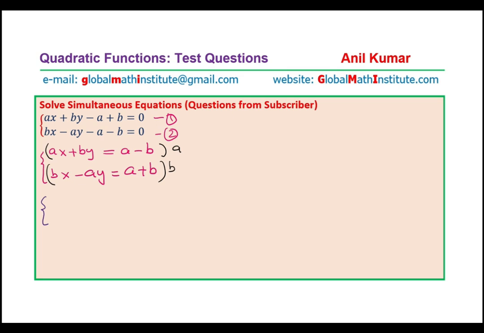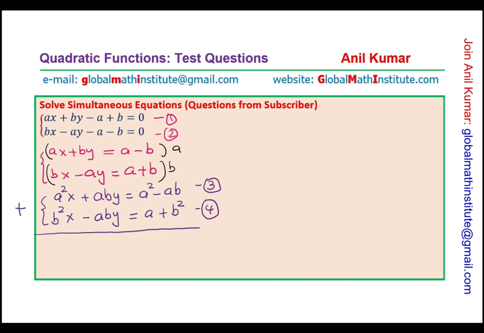So multiplying by a, we get a square x plus ab y equals a square minus ab, correct? Multiplying by b, we get b square x minus ab y equals a plus b square. So we get our equations 3 and 4. Now clearly we can add the two, right? So let's add them up, equation 3 plus equation 4.